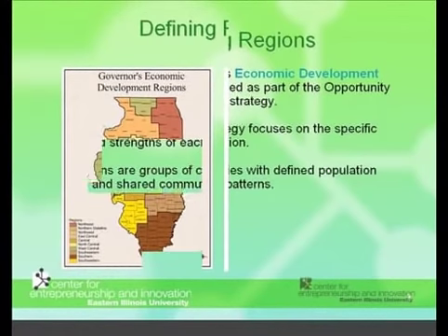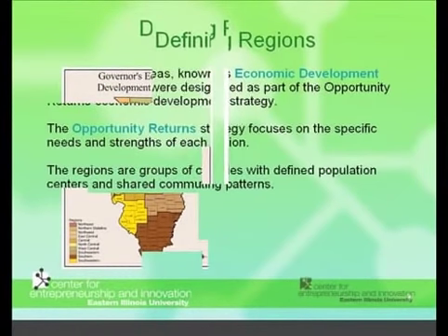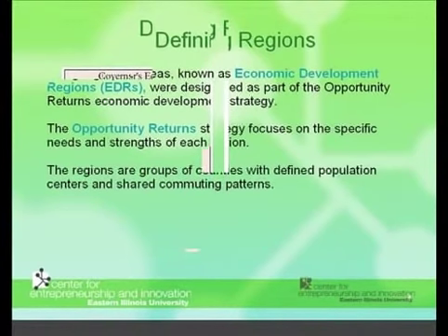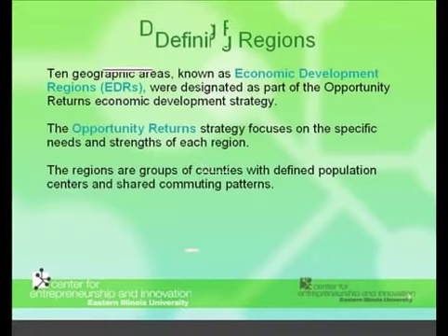The 10 geographic areas, known as Economic Development Regions, or EDRs, were designated as part of the Opportunity Returns Economic Development Strategy. Opportunity Returns focused on specific needs and strengths of each region. The regions were groups of counties with defined population centers and shared commuting patterns.